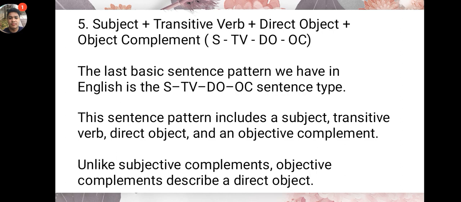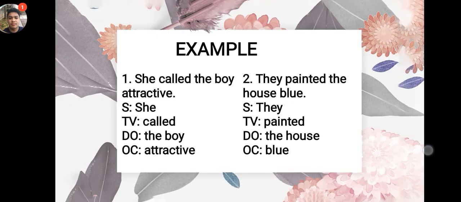And the fifth one, the last: subject plus transitive verb plus direct object plus object complement. Object complements describe a direct object. So we have an example. She called the boy attractive. She is our subject, called is our transitive verb, the direct object is the boy, and the object complement is attractive.